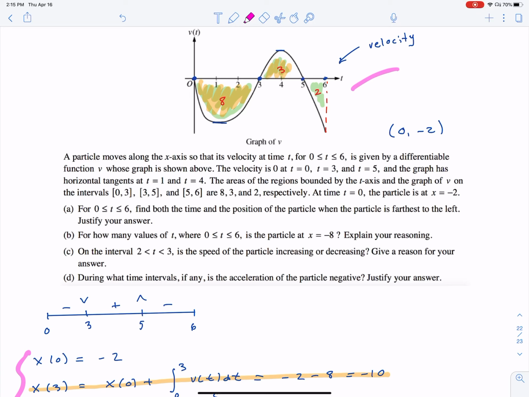In this case, k would be equal to -8. If -8 is in between two different height values and the function is continuous, by the intermediate value theorem, there has to exist some c on that interval from A to B such that f of c equals k. Okay, that's what I'm going to use here.